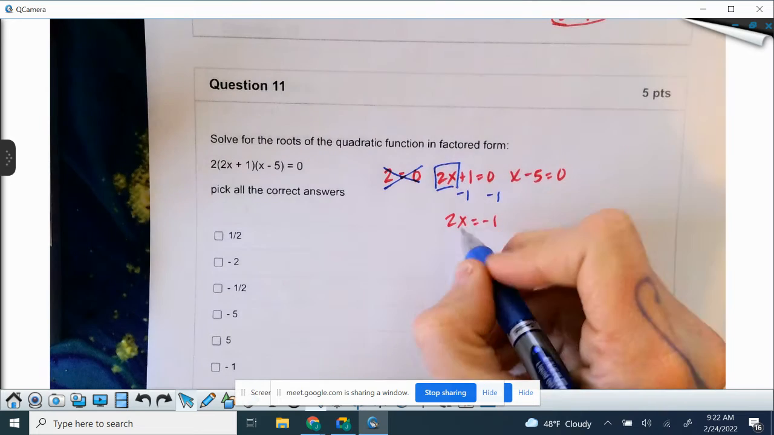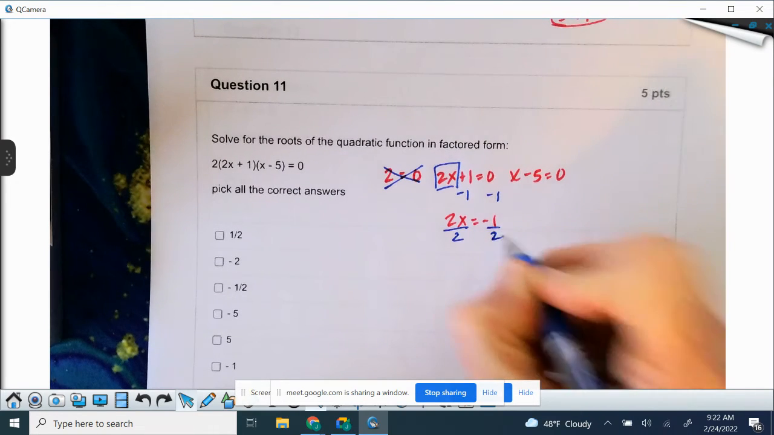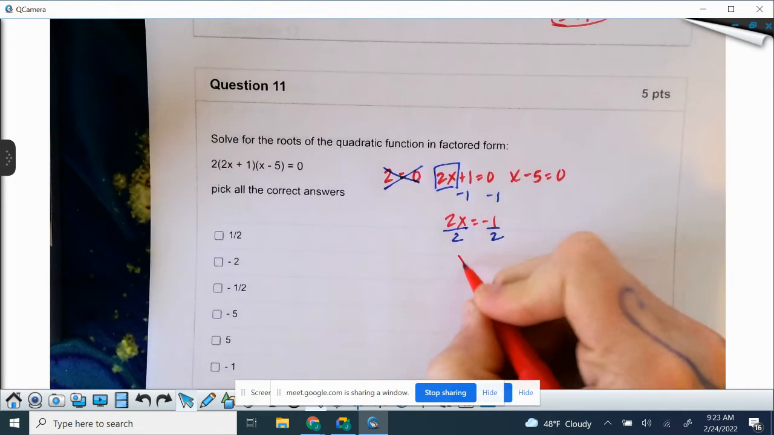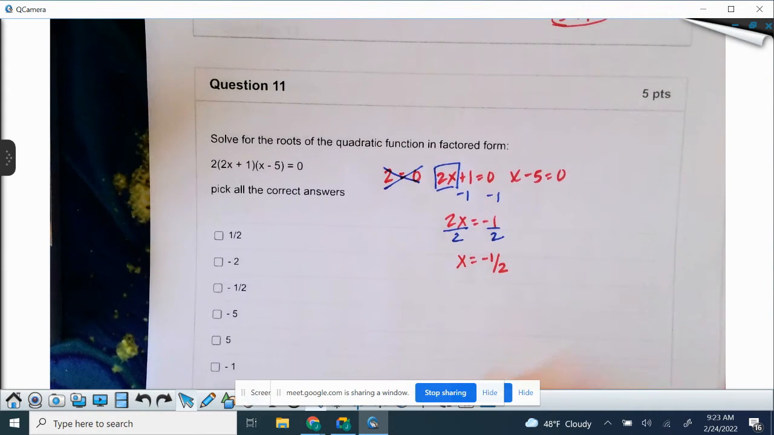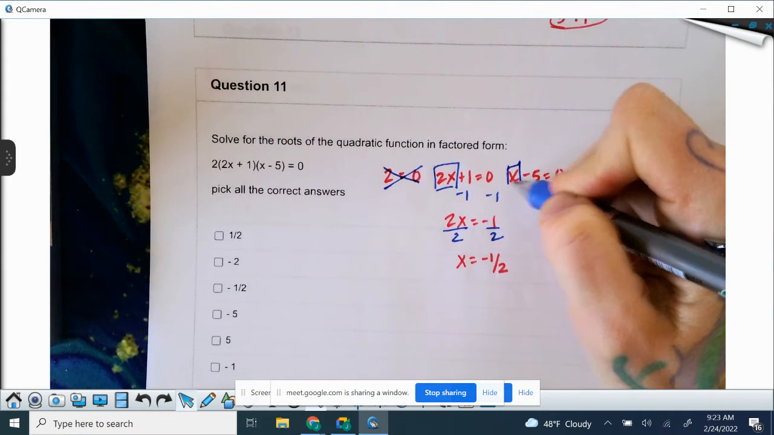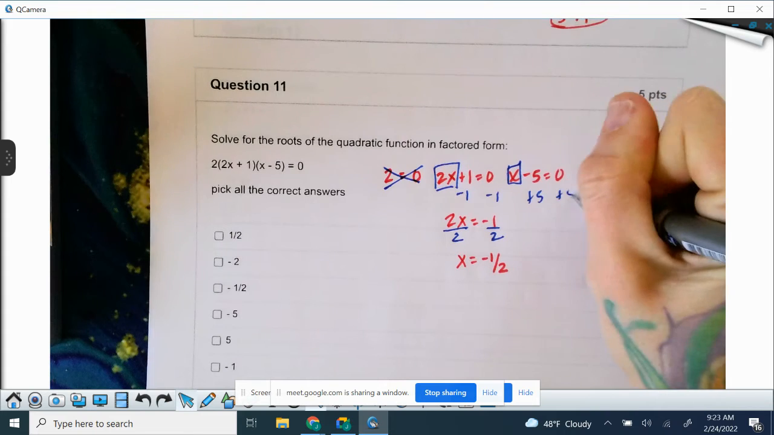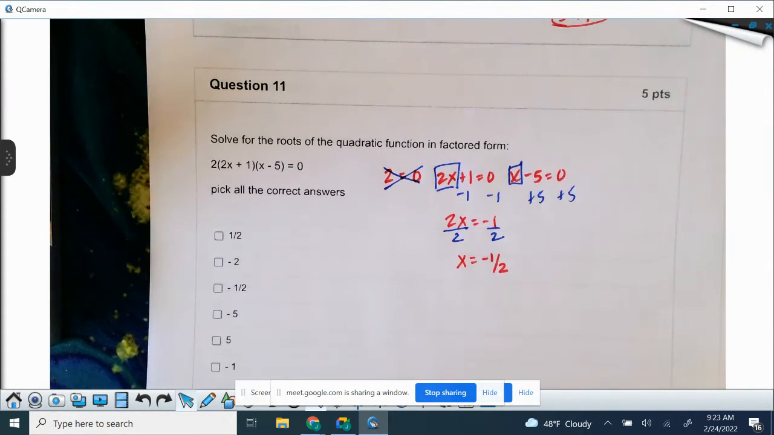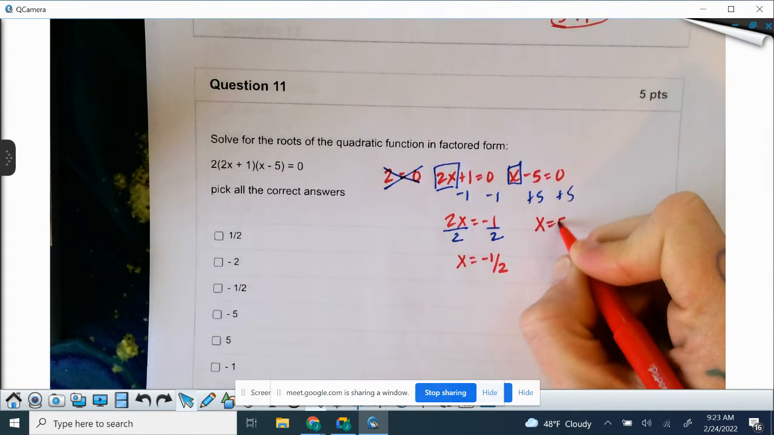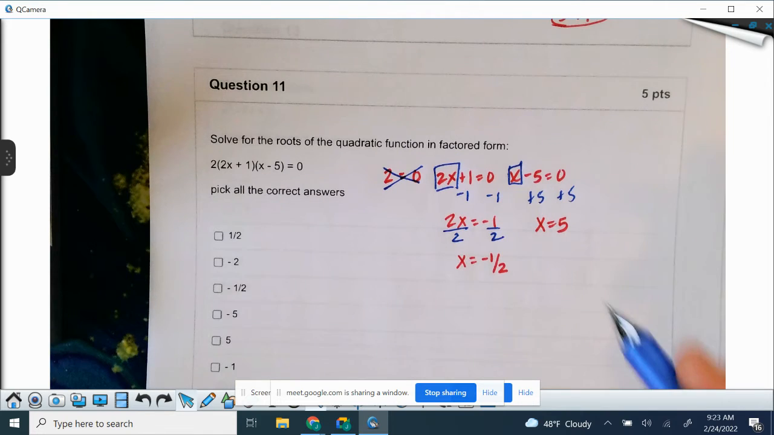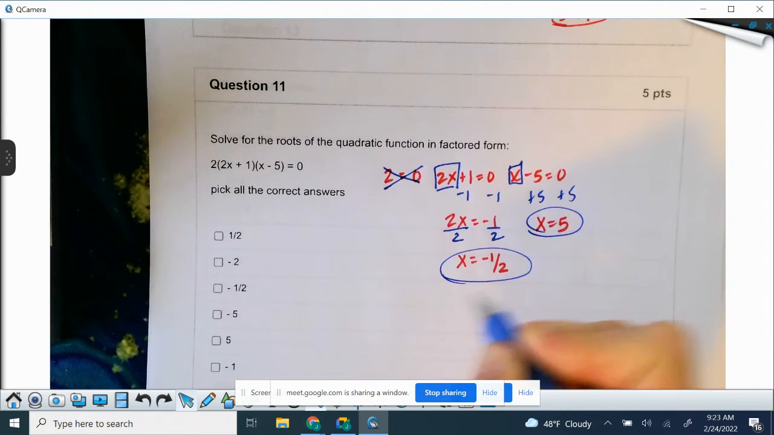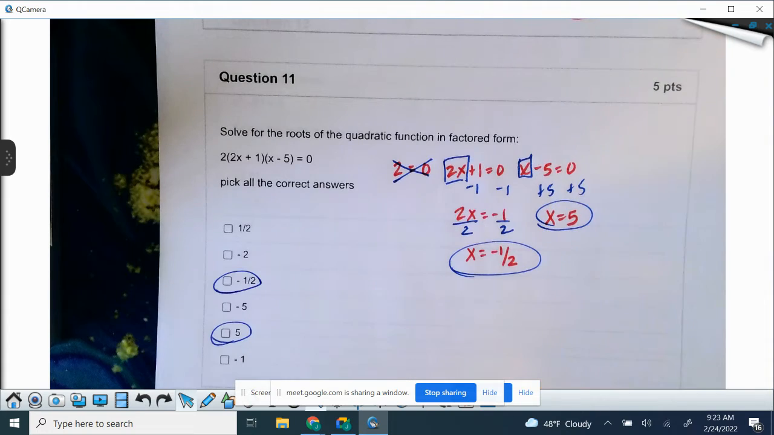That's 2 times x, so we're going to divide by 2. x equals negative 1/2. Then again, we want x by itself, so we're going to add 5. And then x equals 5. So the only solutions we have are positive 5 and negative 1/2. So positive 5, negative 1/2. And then the rest of them are not solutions to this quadratic in factored form.